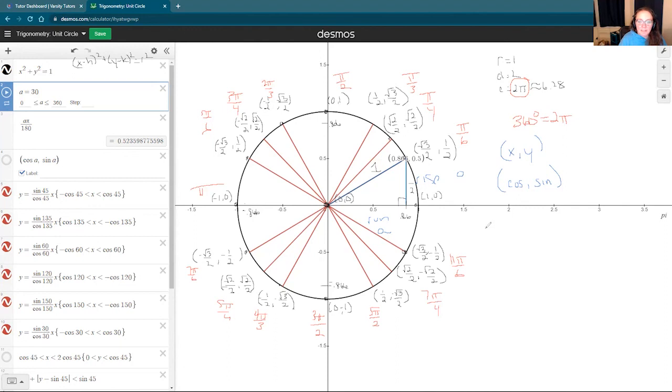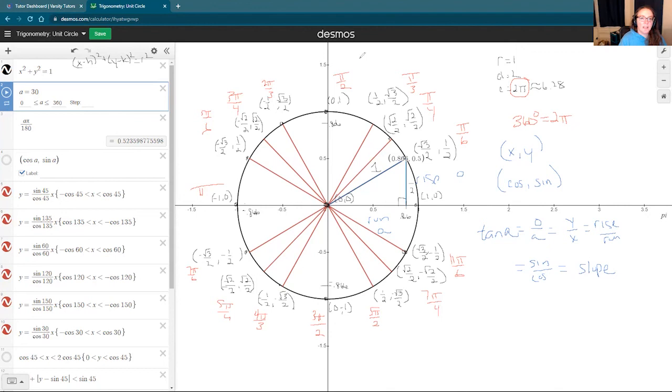So tangent of A is equal to opposite over adjacent, or in other words, y over x, which is of course rise over run, which is of course sine over cosine, which is of course slope. Okay? Tangent is slope on the unit circle. A couple more things I want to tell you.